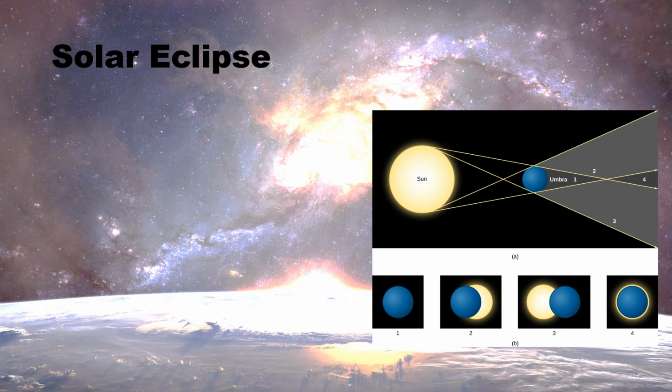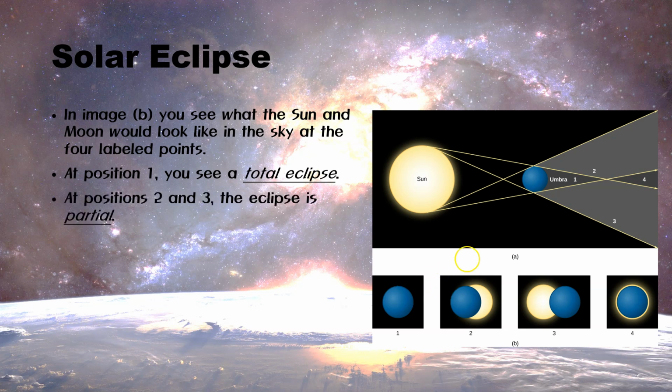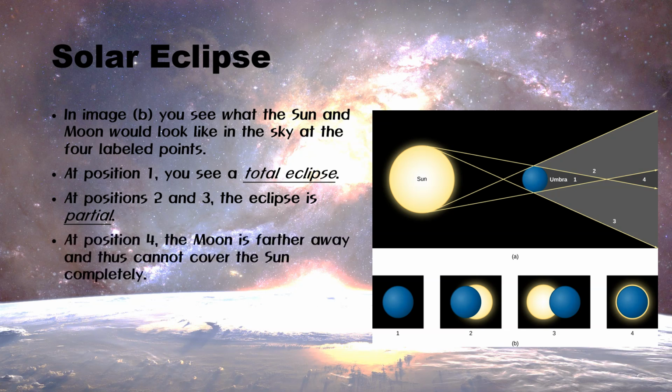Now, with our solar eclipse, in image B here, you would see what the sun and moon look like in the sky at the 4 different labeled points. In position 1, we would have a total eclipse. In other words, the moon is perfectly positioned in front of the sun. In positions 2 and 3, we'd have what we refer to as a partial eclipse, because the moon does pass in front of the sun, but you notice it's not a complete alignment. In position 4, the moon is farther away and thus cannot cover the sun completely. This can sometimes happen because of the various orbits that we might have.